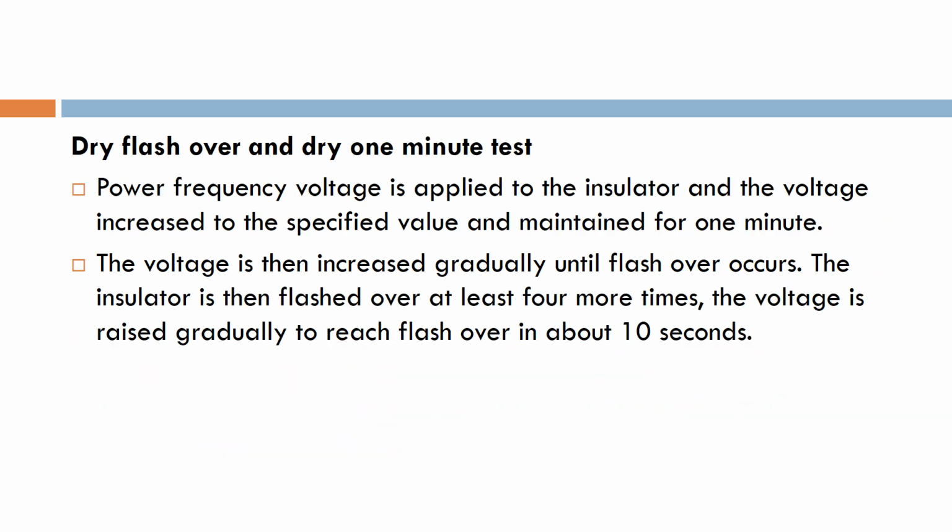Dry flashover and dry 1 minute test. Power frequency voltage is applied to the insulator and the voltage is increased to the specified value and maintained for 1 minute. The voltage is then increased gradually until flashover occurs. The insulator is then flashed over at least 4 more times. The voltage rises gradually to reach flashover. So here the flashover test must take about 10 seconds.